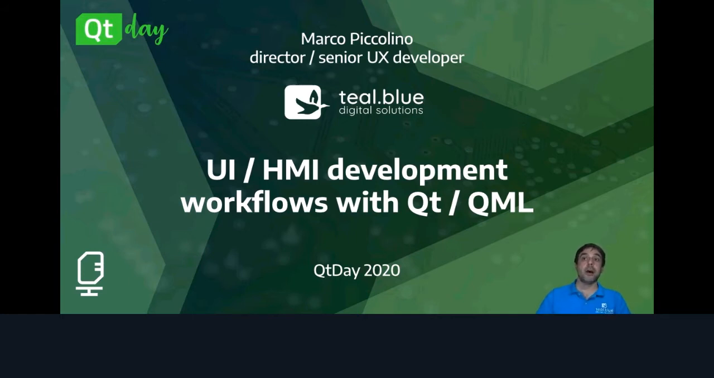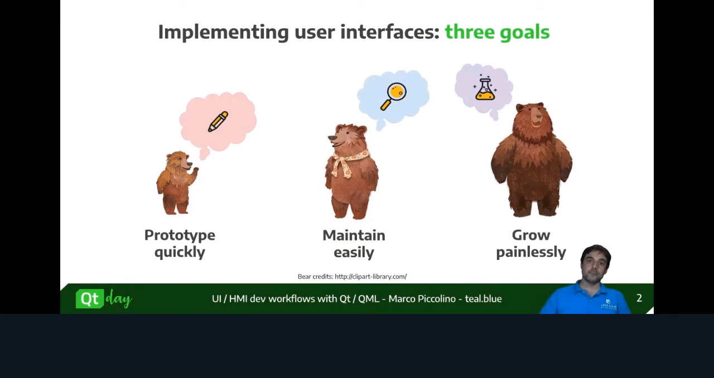Today's talk is about UI and HMI development, and we're going to talk about workflows, and workflows with Qt and QML. Let's try and frame the issue a little bit. When implementing user interfaces, we might set out a few goals when it comes to the way we want to work. For example, here I'm showing you three goals that I figure are common to many UI developers. The first one is to prototype quickly. The second one is to maintain your code easily. And the third one is to grow the code painlessly.